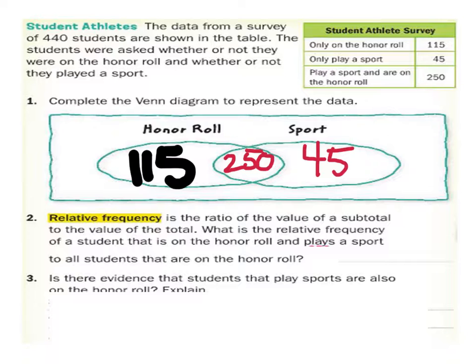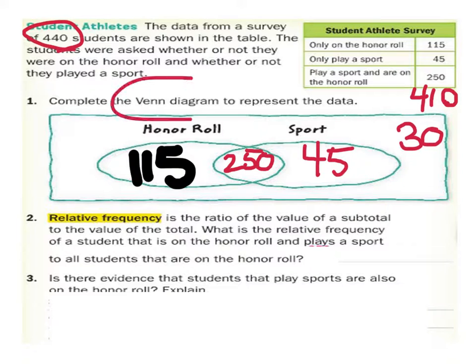Okay, so if there's 440, if we add all these together, we get 410. So there's 30 out here that are not on the honor roll, and they're also not on a sports team or play a sport. This is how we will end up making our two-way tables. We need these numbers. A two-way table is just a different way to represent this. And yes, this is called a Venn diagram, if you don't know.